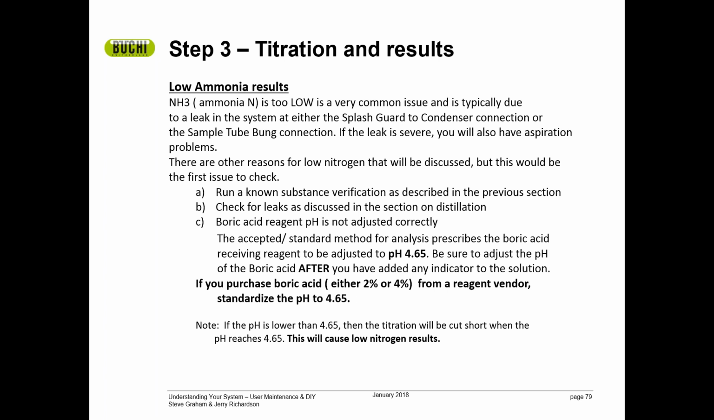Be sure that you adjust the pH of the boric acid after you add the indicator to the system. If you purchase boric acid, either 2% or 4%, from a reagent vendor, be sure that you standardize to 4.65. If the pH of the boric acid is lower than 4.65, your results will be lower also.